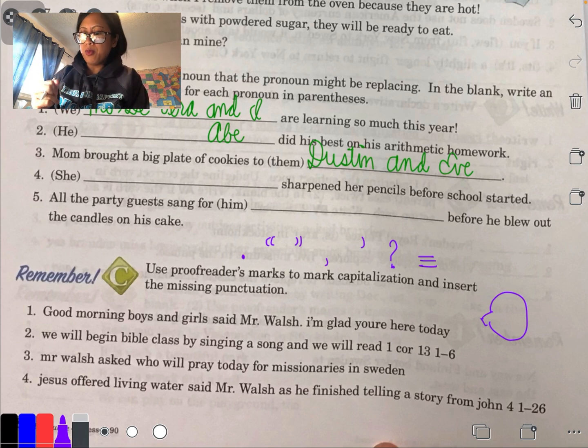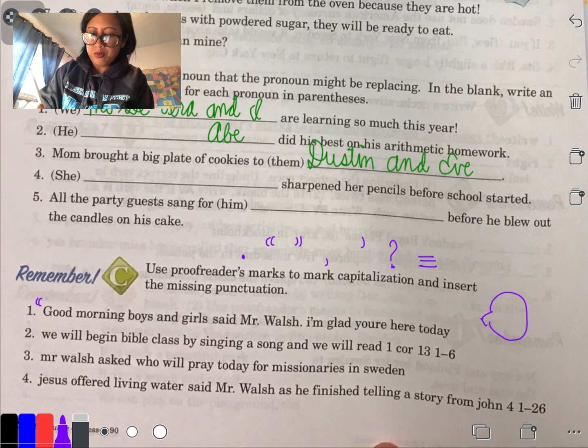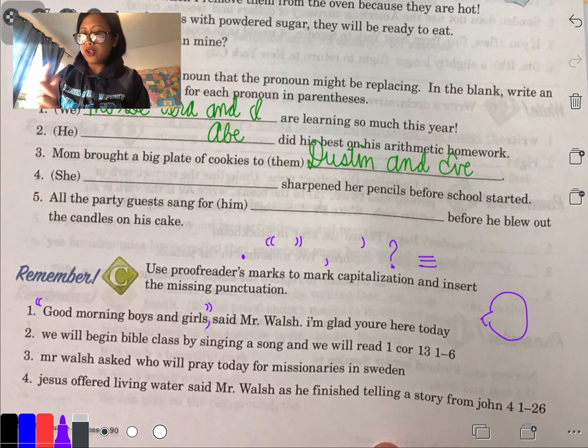I think he's saying good morning, boys and girls. That's for sure. Good morning, boys and girls. So I'll put quotation marks around good morning, boys and girls, and a comma, because guess what? He kind of pauses, or the sentence pauses. Mr. Walsh is not going to say, said Mr. Walsh, because that's silly. There's just like a pause. There's a period here. But then this part that says, I'm glad you're here today, he's still speaking. So that's inside his speech bubble. So I'm going to put quotation marks around I'm glad you're here today, and a period after the word today.